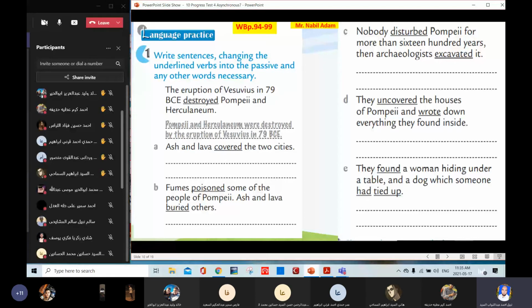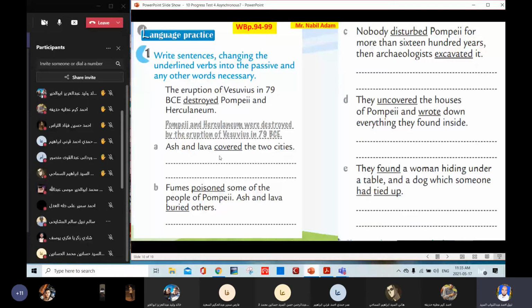For example, the eruption of Vesuv in 79 BCE destroyed Pompeii and Herculaneum. So what did the eruption destroy? It destroyed Pompeii and Herculaneum. These are the two cities. So we begin with Pompeii and Herculaneum were destroyed by the eruption of Vesuv in 79 BCE. يبقى مطلوب منك تحول الجملة دي من active إلى passive.